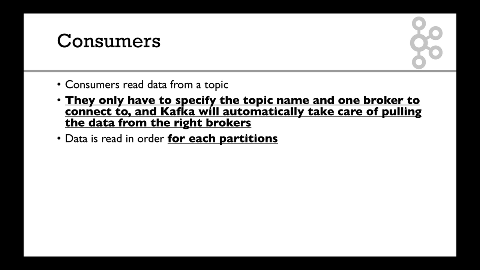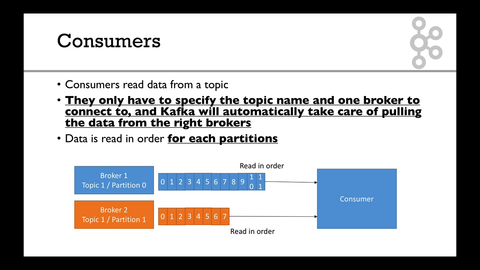Data is read from each partition of the topic, okay? But again, Kafka is really smart. You don't have to worry about it. You just say, I want to connect to this topic, and that's it. You'll read from it. So this is what it looks like in a graph. We have two partitions, one consumer, and the consumer reads the data in order for each of these partitions.